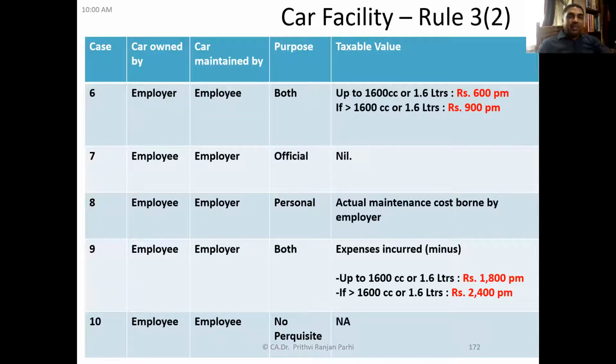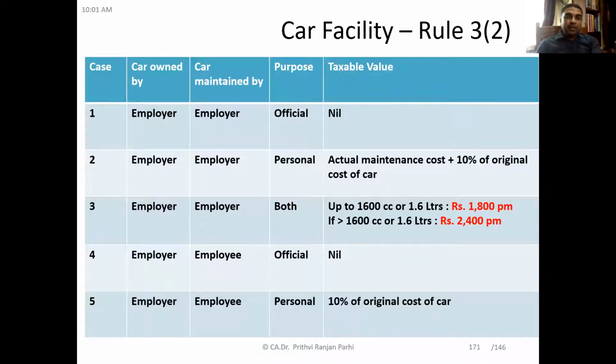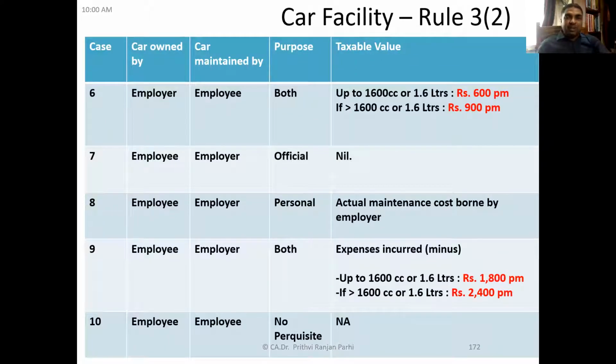Yes, sir. Now, let us see the next situation. Employer's car, employee is maintaining and used for both. Okay, we have seen a similar situation: employer's car, employer is maintaining and used for both. But here situation is employer's car, but employee is maintaining, and it is used both for official purpose as well as personal purpose. Then it is really difficult to segregate how much is for official purpose, how much is personal purpose. However, a logbook can be maintained and accordingly one can segregate. But if that is not there, the rules are this.